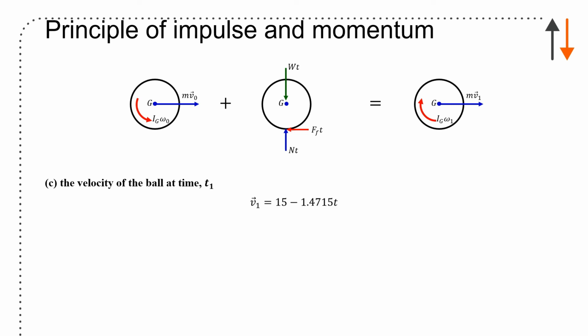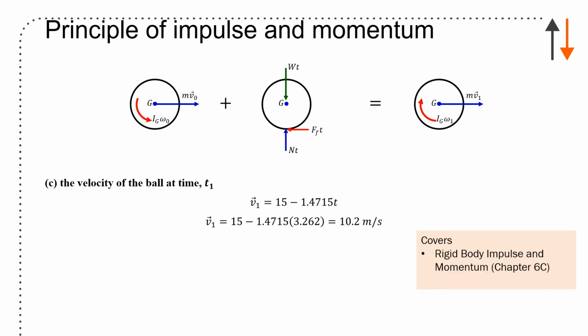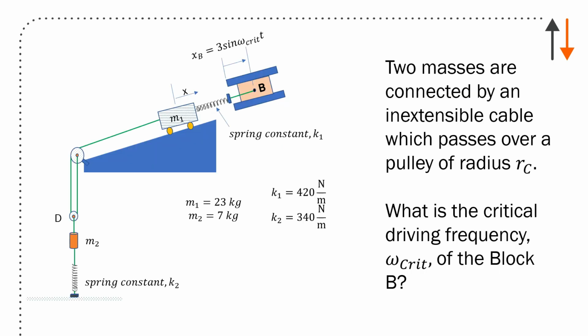And the velocity at time 1, not so hard. You've already got all the information there. You substitute in your t, which you calculated, and it is 10.2 meters per second. And that covers rigid body impulse and momentum.